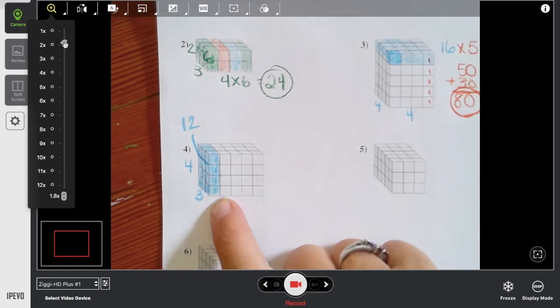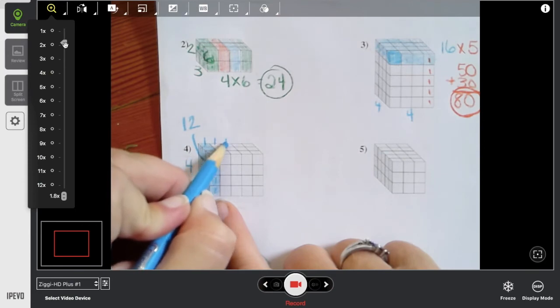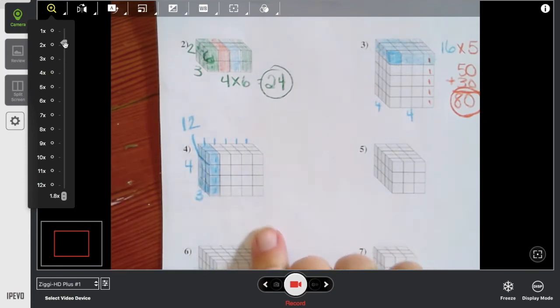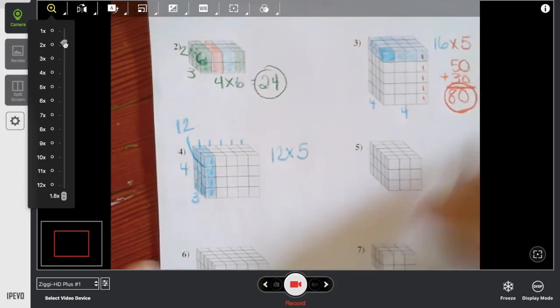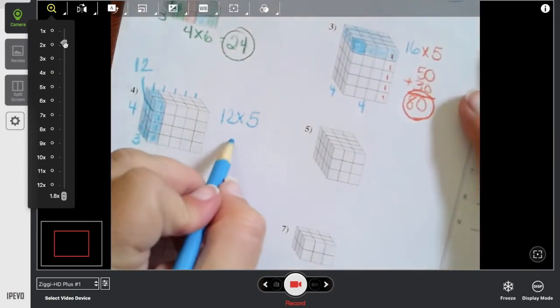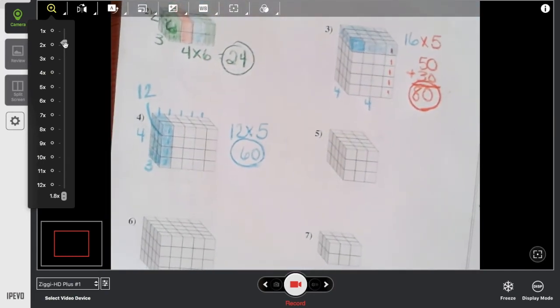Then I just need to know how many slices or how many layers there are. There's 1, 2, 3, 4, 5. So in order to find the volume, I'm going to do 12 times 5. 12 times 5 is 60. That's a basic fact. Okay.